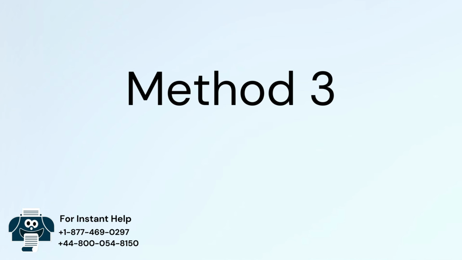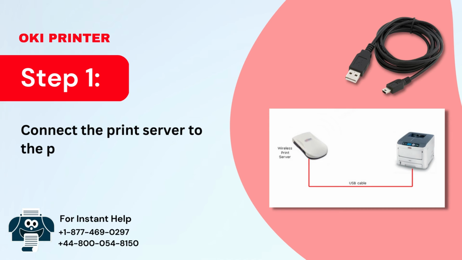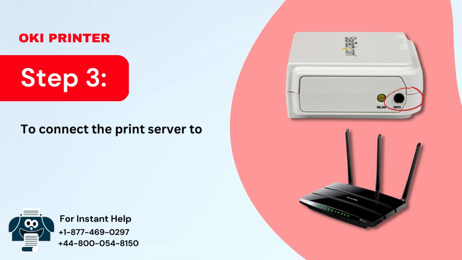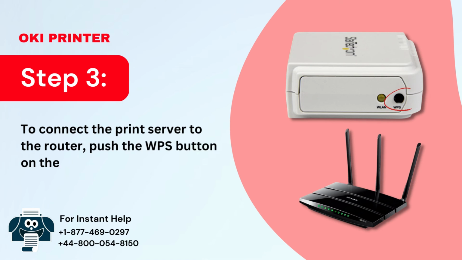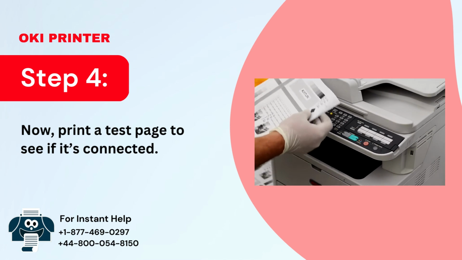Method 3. Using a USB. Step 1. Connect the print server to the printer using a USB cable. Step 2. Now connect the print server to the network wirelessly. Step 3. To connect the print server to the router, push the WPS button on the print server and then on the router. Step 4. Now print a test page to see if it's connected.